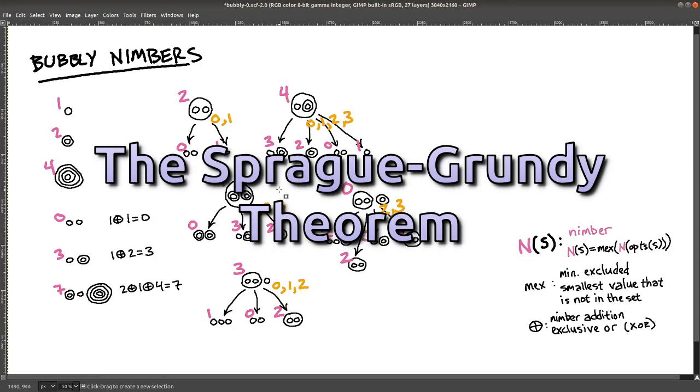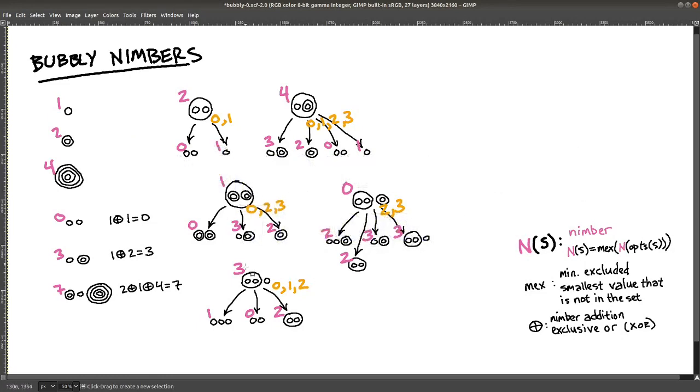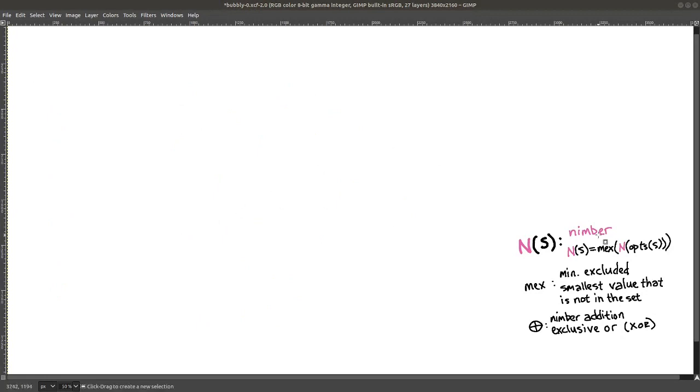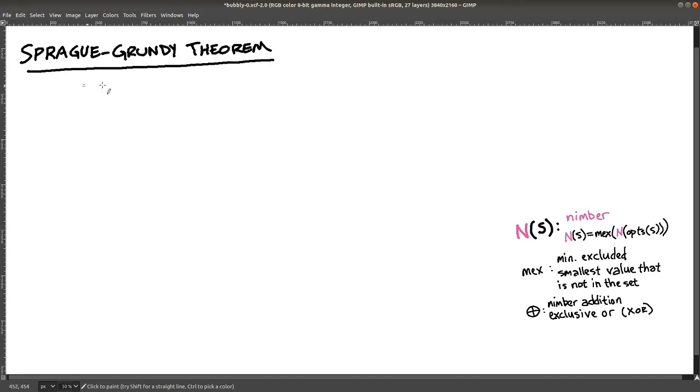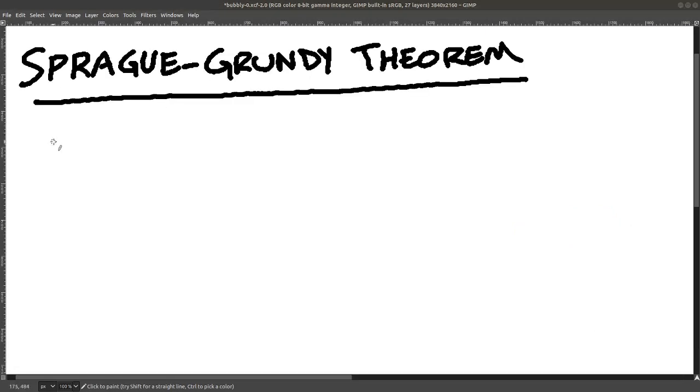Okay, if there is a pattern here, it's not obvious to me, but there is one thing that helps us a lot. The Sprague-Grundy Theorem. I think that's how you say it. I'm not sure though. So this is a very important theorem in Nimber analysis, and I'll write out what it means in terms of Bubbly, and then I'll explain it.